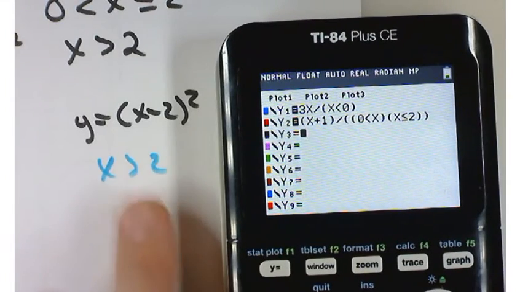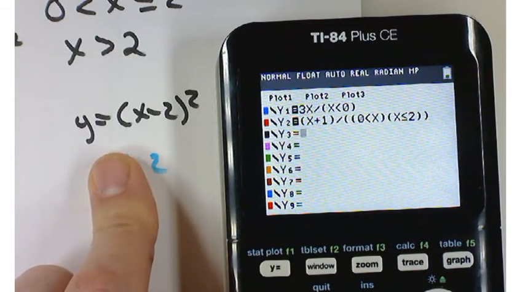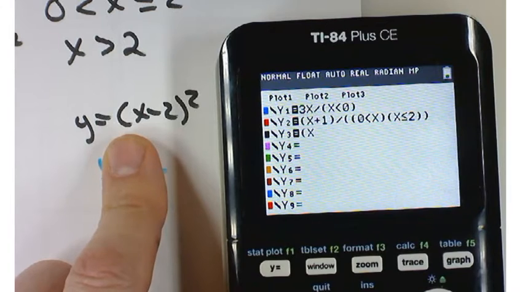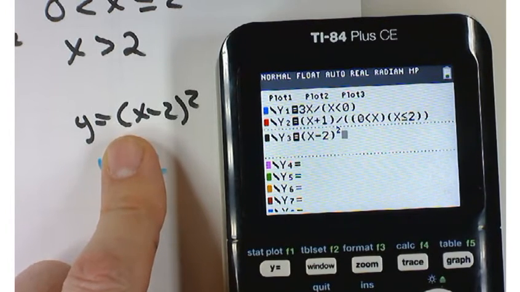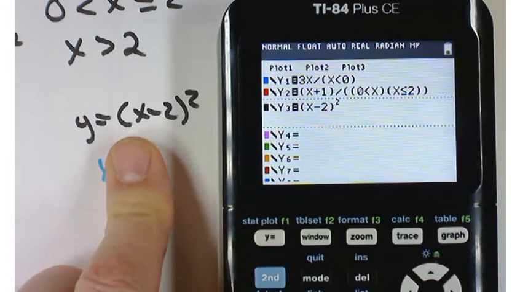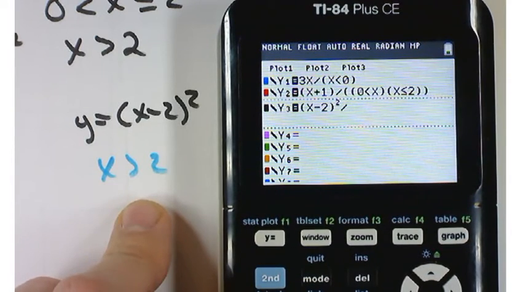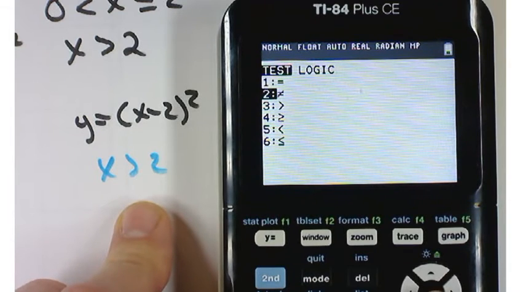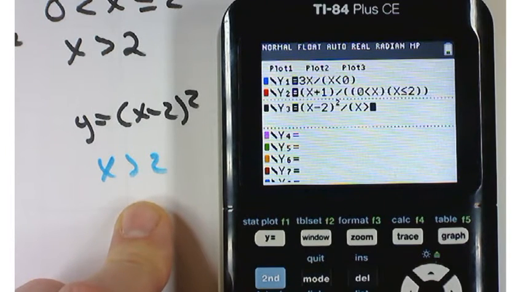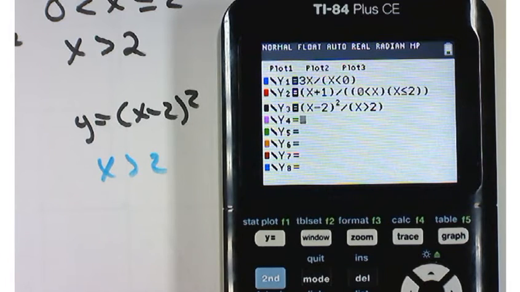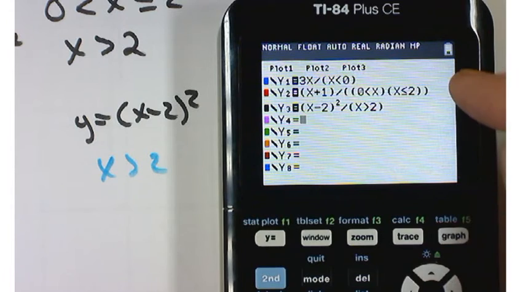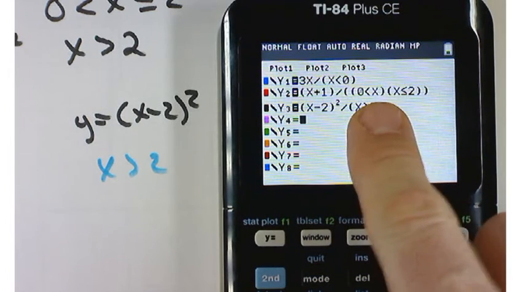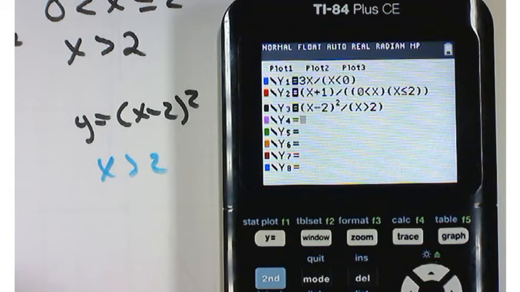Finally, the last piece of this is going to be parentheses x minus 2. The squared key is the 5th button down on the left-hand side. I'm going to divide that by parentheses x is greater than 2. So I'll use 3 greater than 2. So there's my setup. The middle one is kind of a pain because you have to do those two things independently. You can't just write it as one double inequality like you can for the rest of the stuff that we do.